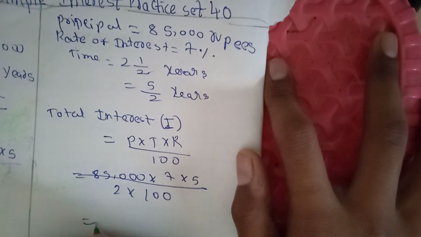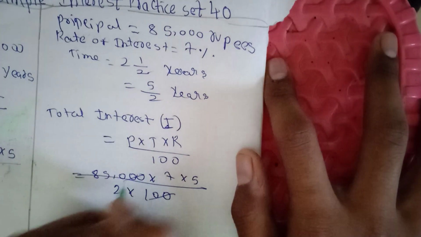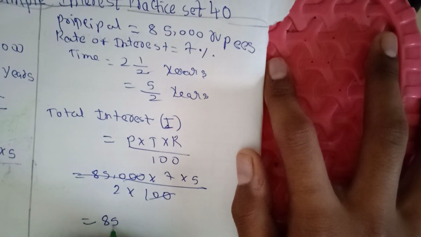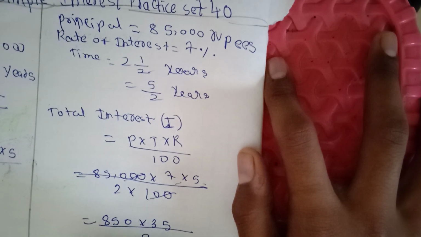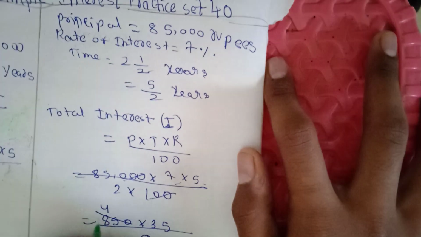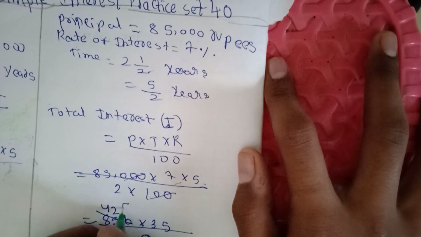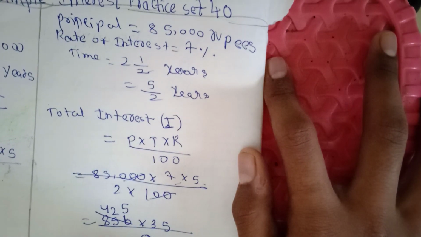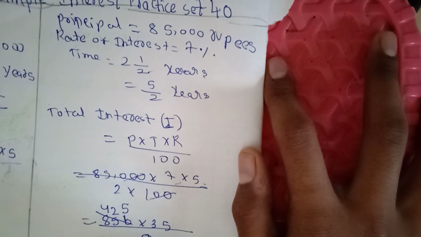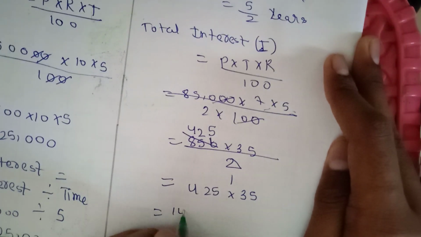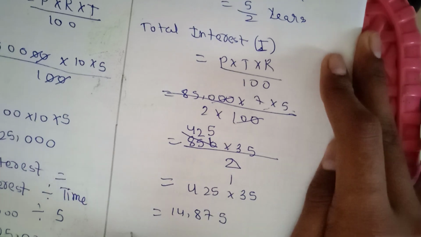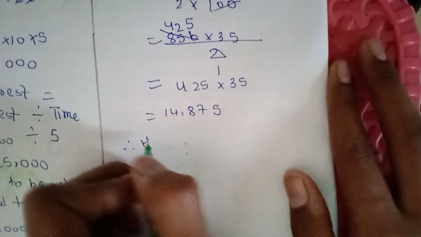So we get the answer like this: we cut the 2 zeros. So we are left with 850 multiplied by 35, because 7 5s is 35. So we are left with 2 1s is 2. So we will cancel this. 2 1s are 2, 4s are 8, 2 2s are 4. Here we get 1, 2 5s are 10. We are left with 425 multiplied by 35. So 425 multiplied by 35 gives you the answer 14,875.